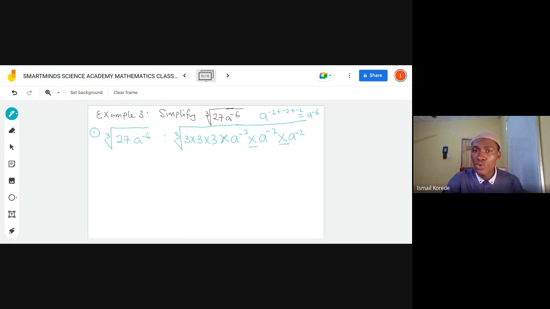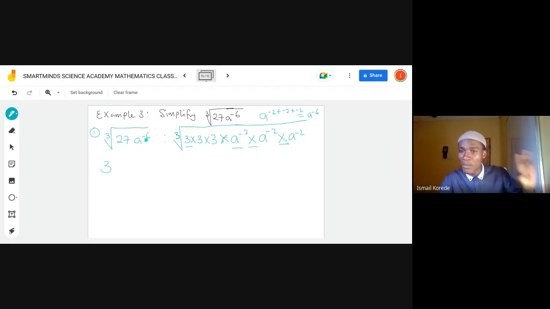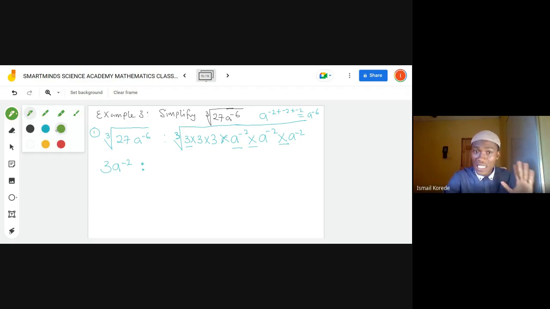Since we have the cube root here, we just want to pick one of the 3s and one of the a to the power negative 2s. Cube root means there is a number you can multiply 3 times that will give you 27, and we know that number is 3. So 3 is just going to come out of the cube root. Also, there's a way you can multiply a particular number 3 times to give you a to the power minus 6, and that number is a to the power minus 2. So I can leave my answer like this. But this particular method, I really don't like it. What I like doing is working with indices.